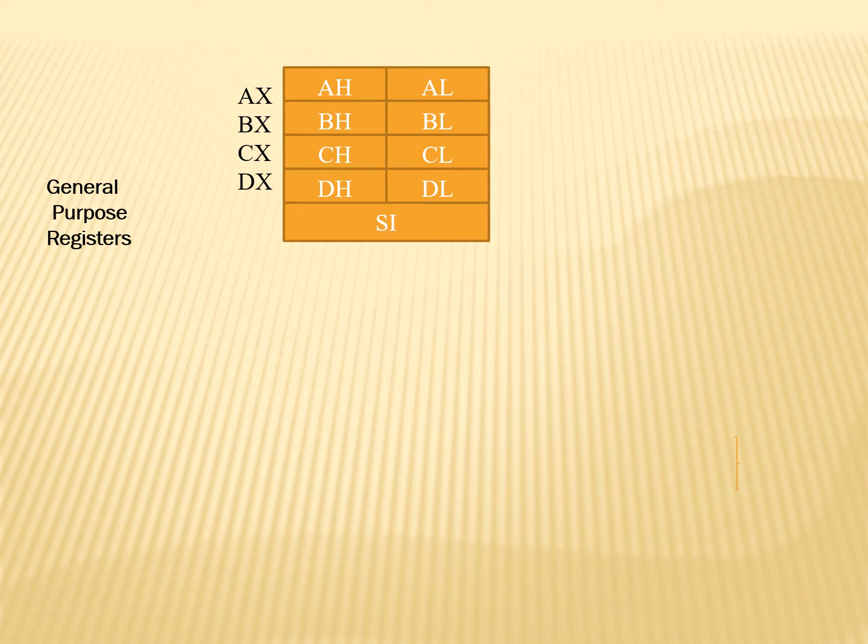Next comes the SI. SI stands for source index. Here comes my index registers, the source index and the destination index. These two registers play a very important role. Both are 16-bit, and we can split the registers. These two registers play a very important role during string operations. That is, whenever you are going to work with a block of numbers or a block of characters, at that time these registers play a very important role.